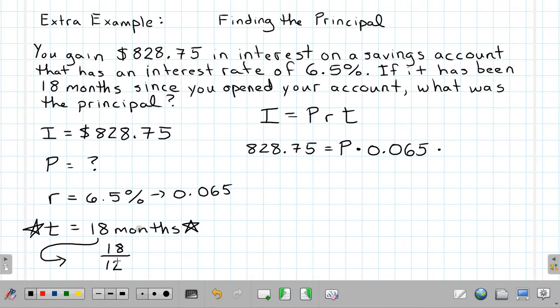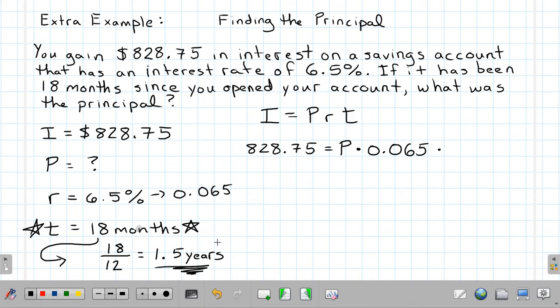So if we do 18 divided by 12, that's actually going to give us the amount of years. When we do that, 18 divided by 12, we're going to get 1.5. So what we get out of this is 1.5 years.